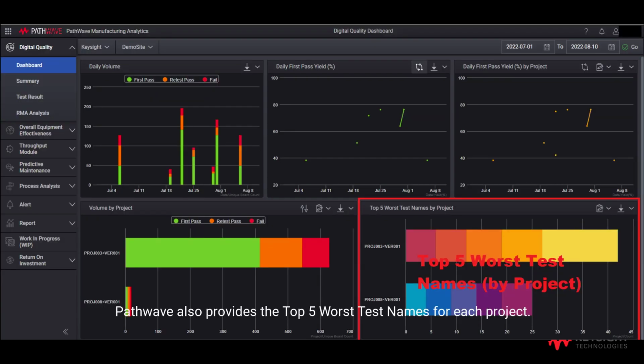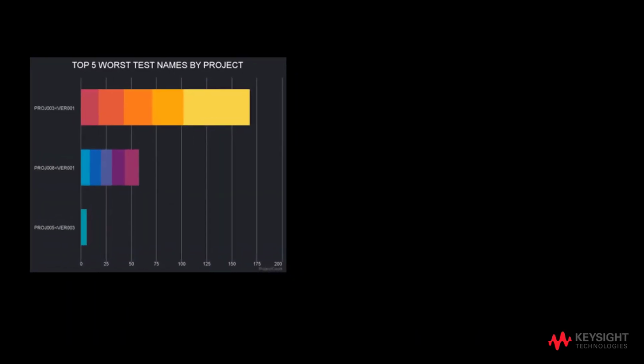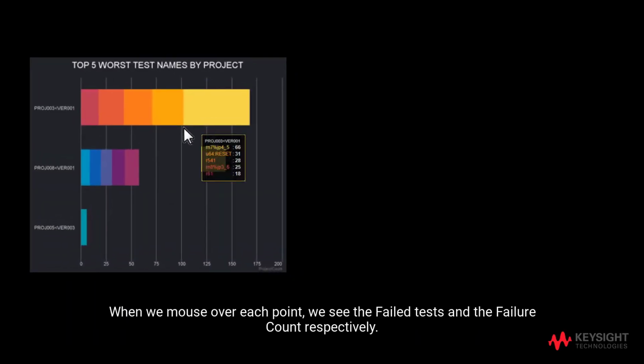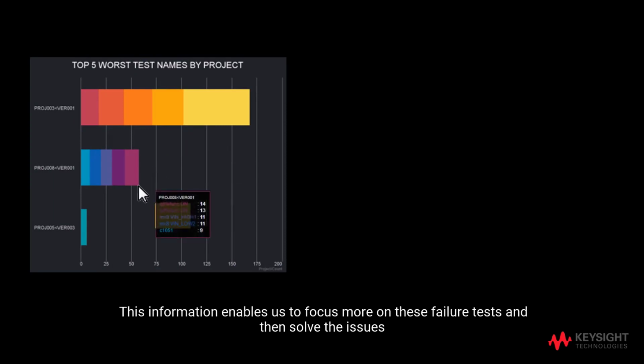In addition, PathWave also provides the top 5 worst test names for each project. When we mouse over each point, we see the failed tests and the failure count respectively. This information enables us to focus more on these failure tests and then solve the issues.